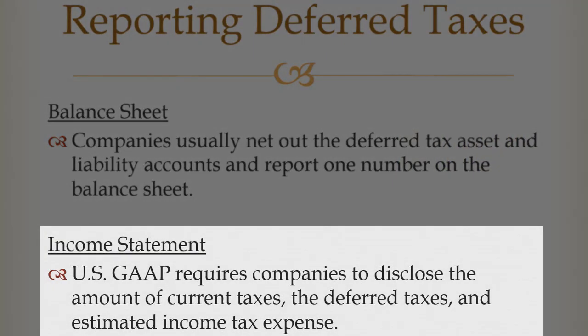The only other requirement then on the financial statements is that FASB requires companies to disclose the current taxes, so the taxes payable amount, the deferred taxes, and then an estimated income tax expense. So you're really having to show in the financial statements every amount from that journal entry. You don't have to put them in the financial statement. You can refer it down to the footnotes if you like, but it does have to be in the notes or in the income statement itself.